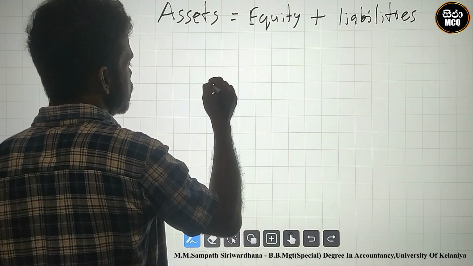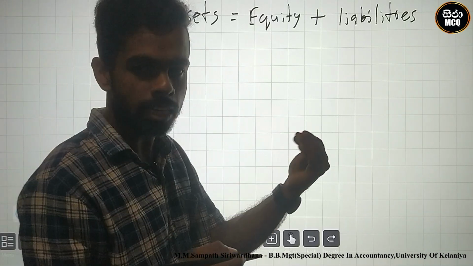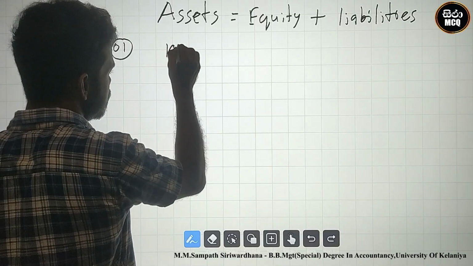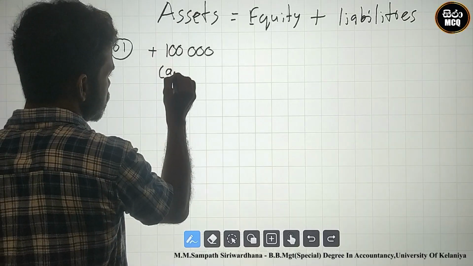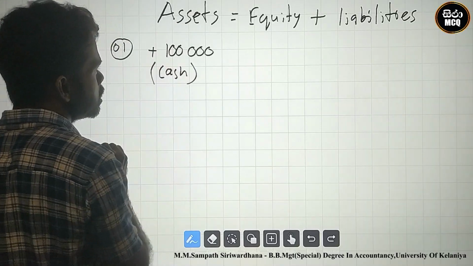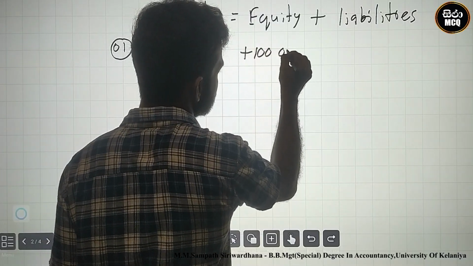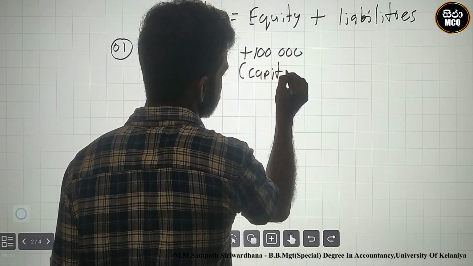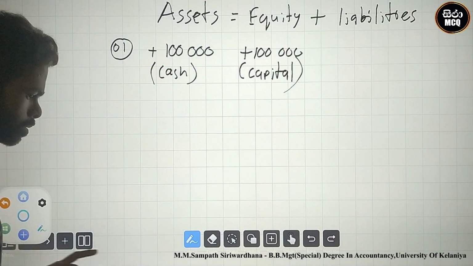The owner's investment, look here at the transaction: the owner invests cash. 100,000 cash invested in the business. This is the cash increasing. This is the ownership increasing. This is the capital. This is the transaction. Look here.